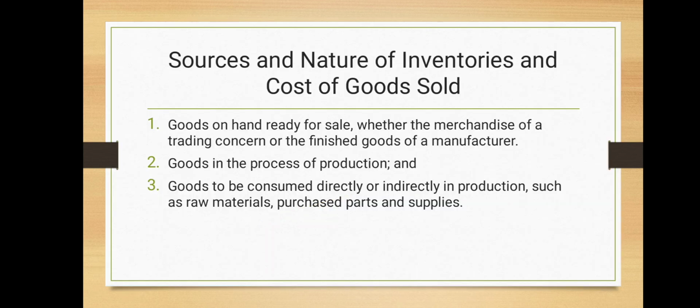Sources and nature of inventories and cost of goods sold. The term inventories is used in this chapter to include goods on hand ready for sale, whether the merchandise of a trading concern or the finished goods of a manufacturer, goods in the process of production, and goods to be consumed directly or indirectly in production, such as raw materials, purchase parts, and supplies.